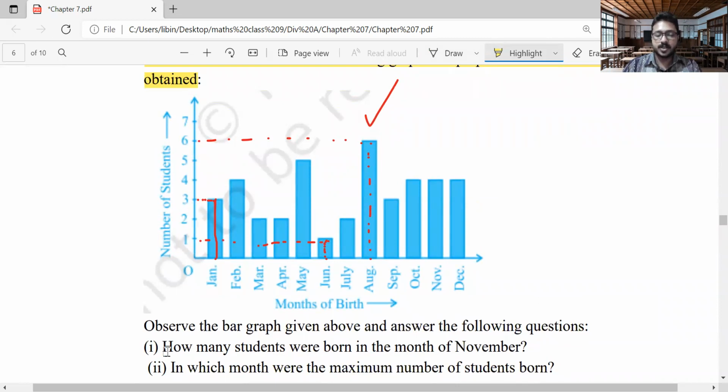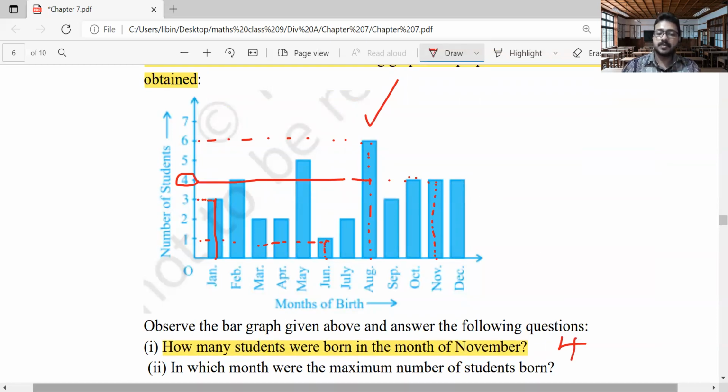Another question is also given to you. How many students were born in the month of November? Look for the month November and just look at the height of the graph. As we have seen in coordinate geometry, that is the underlying principle, and we are moving to the left. So we arrive at 4. It means 4 students were born in the month of November.